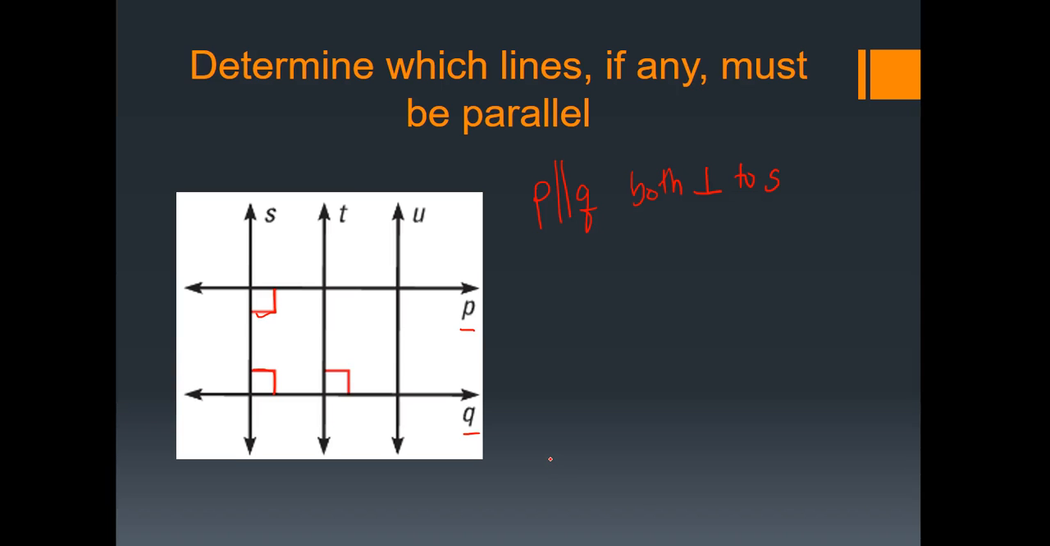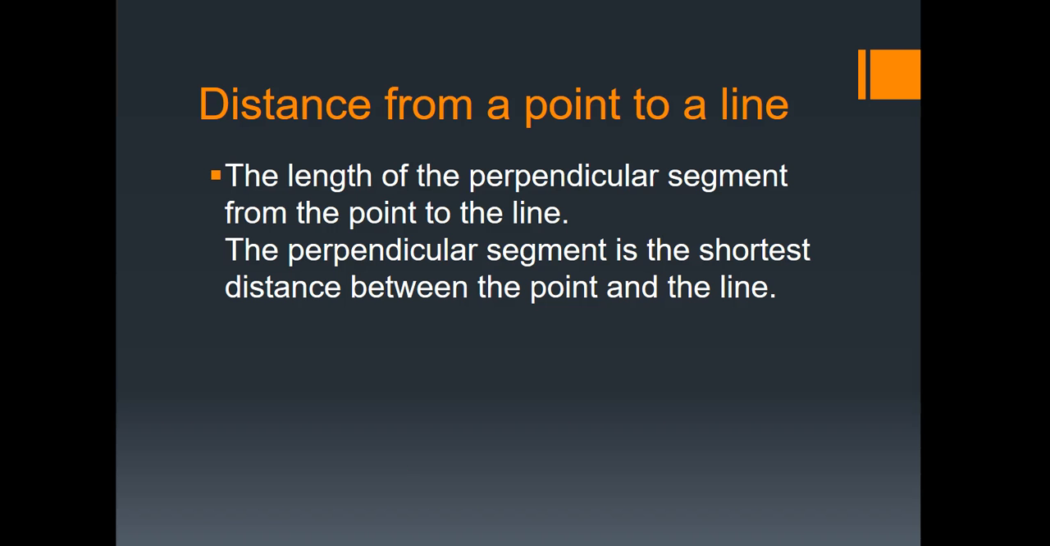What other ones would we say? Well, S is perpendicular to Q. T is also perpendicular to Q. So S would be parallel to T because they're both perpendicular to Q. So we end up with P being parallel to Q and S being parallel to T. So these two lines are parallel, and these two. Okay, that's it. Oh, wait, we have one more thing.